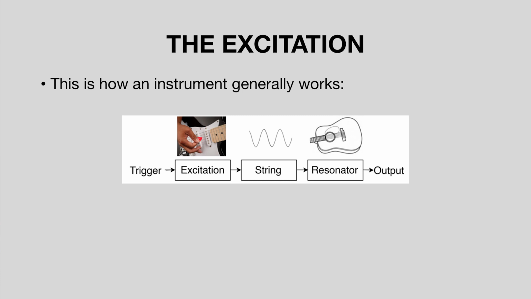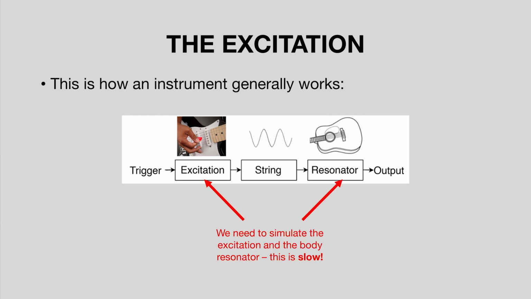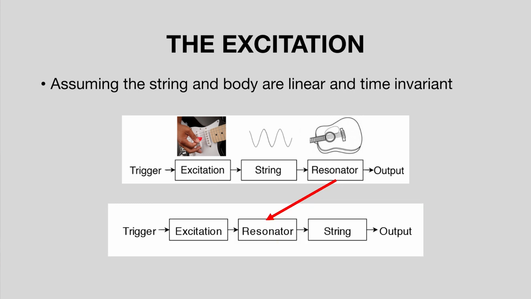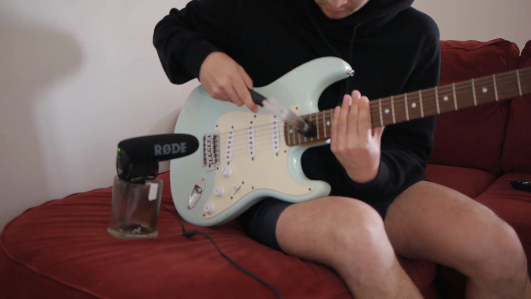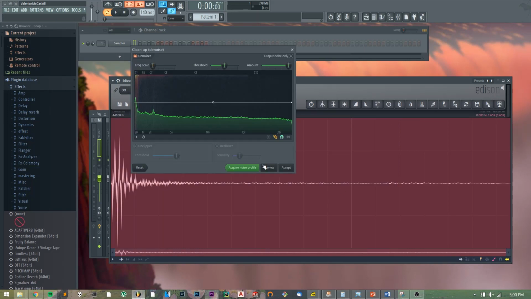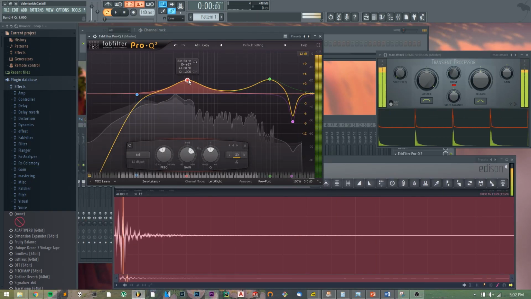A musical instrument usually works like this. A string is excited in some way, for example a pluck. The string then vibrates, and the vibrations are picked up by the body, or resonator, and transmitted into the air. Simulating the excitation and resonator separately is slow. Instead, if we assume that the string is linear and time invariant, we can commute the resonator before the string, and combine it with the excitation. Assuming the excitation is an impulse, this means that the excitation is just the impulse response of the body of the instrument. I recorded this with a microphone, processed it in a digital audio workstation to clean it up and shape the transient, and used this as my input.